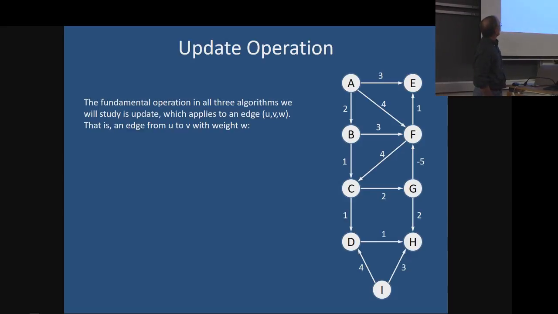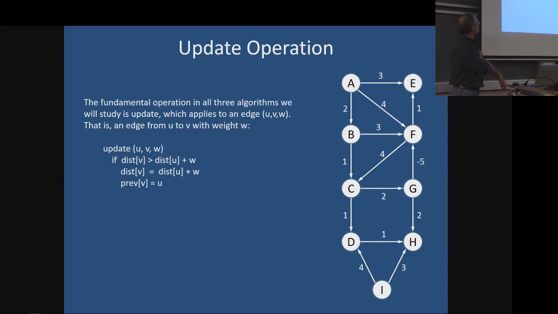So when you update an edge, say the edge from B to C, you need to know about the edge. You have to know its starting vertex, its ending vertex, and its weight. This is the update operation on an edge. It says that if the distance to V, V being the endpoint, so if we're talking about that edge from B to C, V would be C. If the distance to V is greater than the distance of U plus W, then you update the distance to V, and you update the previous to V. So what's going on here? What's the key idea behind the update operation?